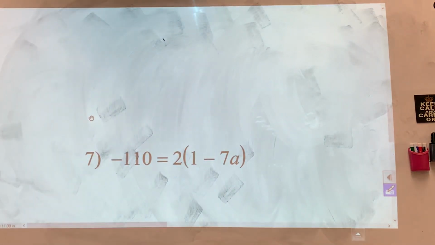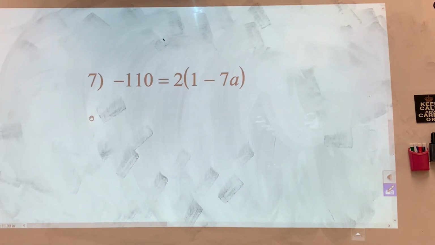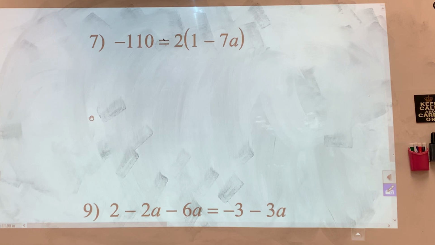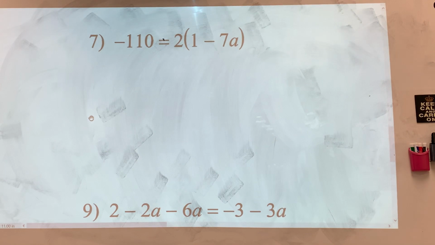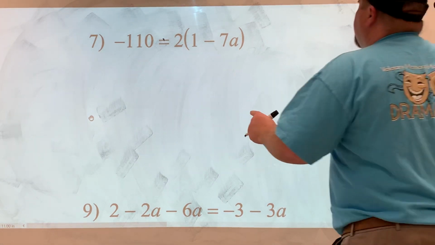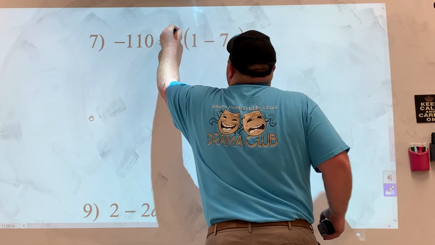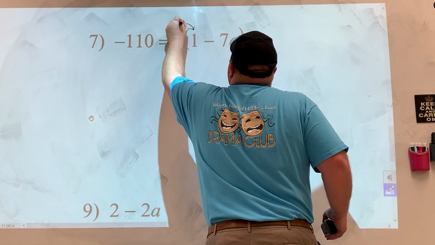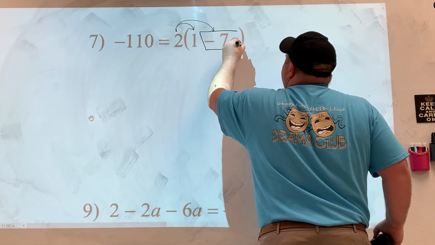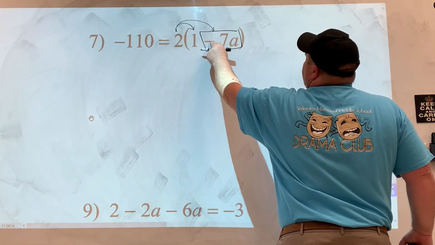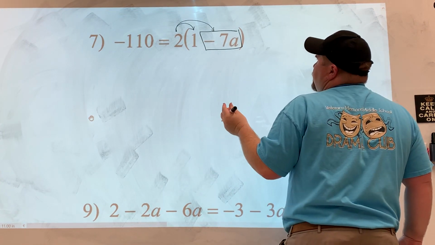Problem number 7. So I've got -110 equals 2 parentheses 1 minus 7a parentheses. All right, so it's a distributive property problem. And so first thing we need to do is distribute that 2. Once again, I want you to look at this like it is a signed number, okay? Look at that as a -7a.